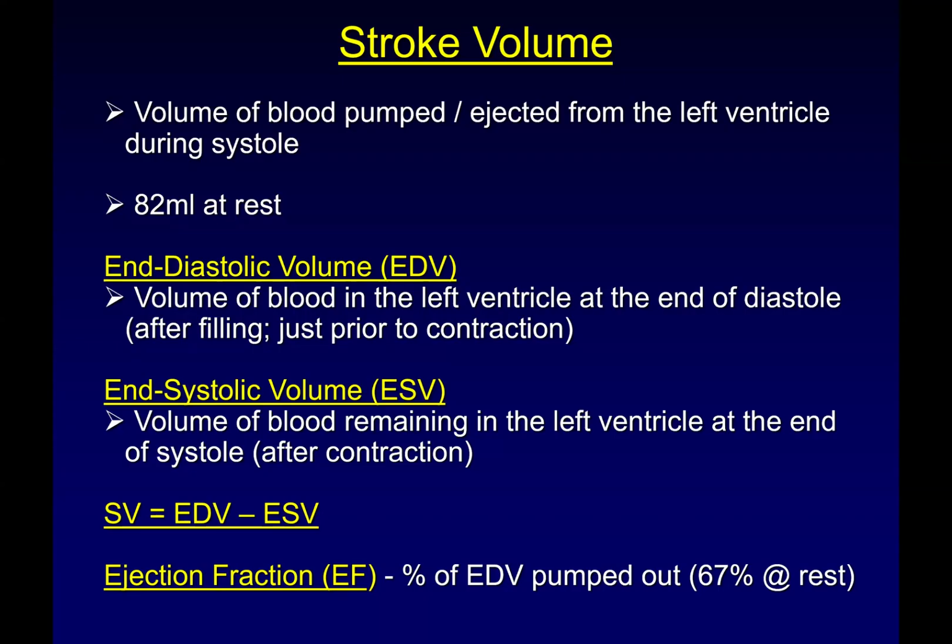If you have a person that has high blood pressure, so aortic pressure is higher, you have to squeeze harder to get the blood to go out, and their ejection fraction will fall. People that have worse cardiac function have a reduced ejection fraction.